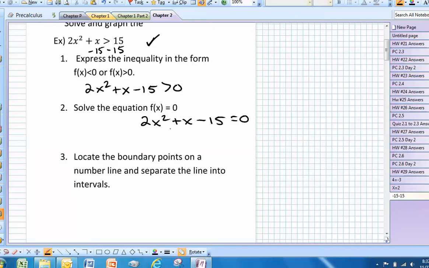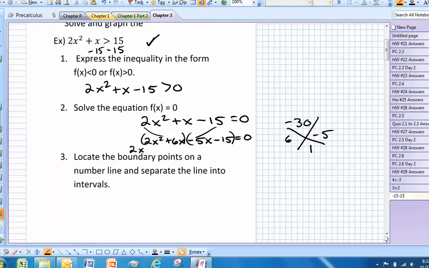So something like this you're going to factor. So 2 times 15 is 30. The factors of negative 30 that add to 1 are 6 and negative 5. So you rewrite the middle term, and then group. So you get 2x times (x plus 3), negative 5 times (x plus 3). So it's (2x minus 5) and (x plus 3).